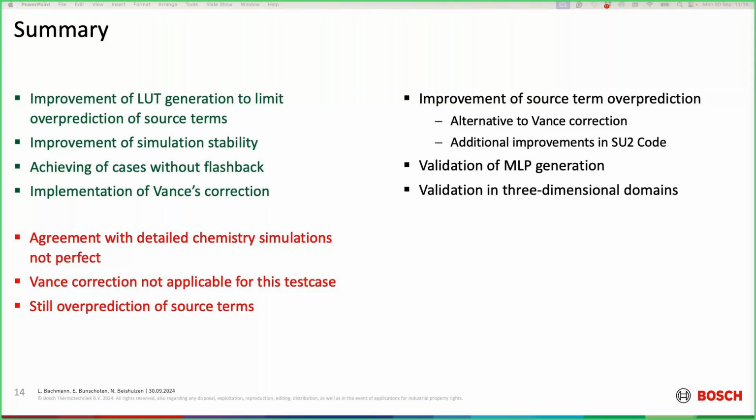So our next steps will be obviously to further improve the source term over prediction. We want to find an alternative to the Vance correction, and we also want to look if we can make any additional improvements to the SU2 code. If we are able to do this, the next step would be to validate the LME generation.